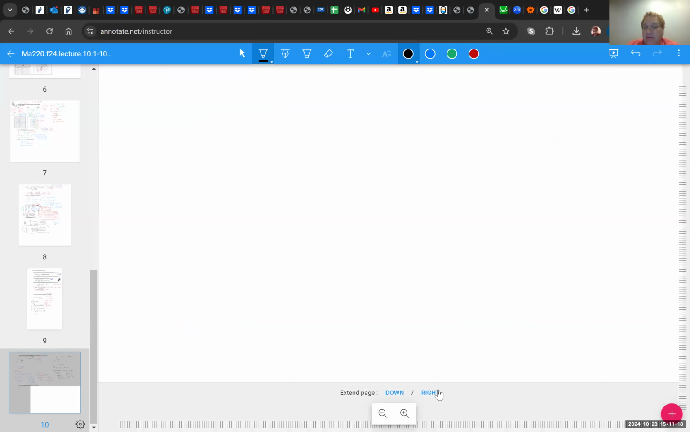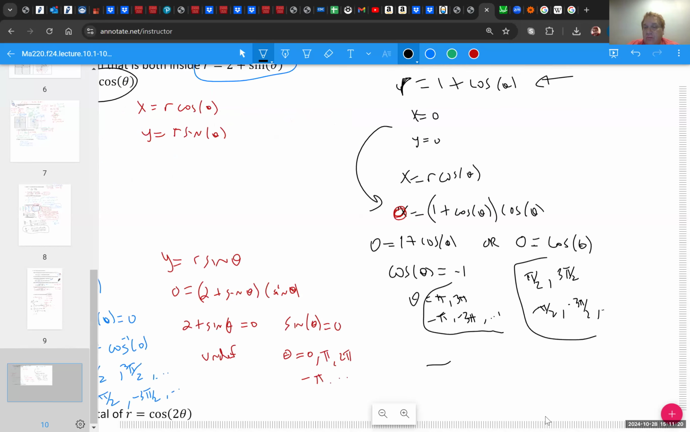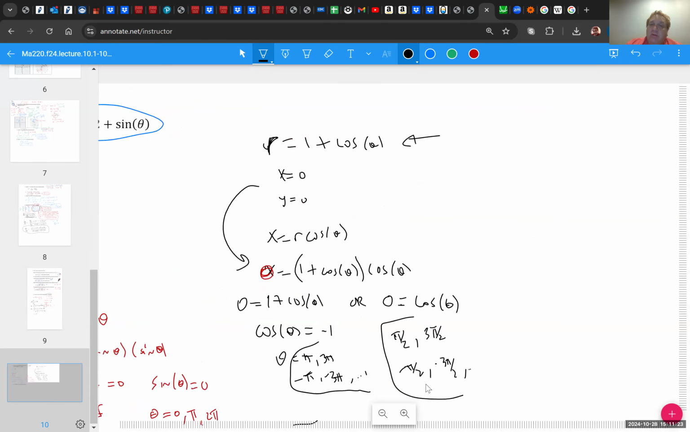So I need more space. So once again, I'm going to take my equation. Let me go back up here. Okay, so I'm going to take my equation. I'll do it in blue this time. Y equals r sine theta. I know y has to be 0. I know r has to be 1 plus cosine theta. And I know r is being multiplied by sine theta.